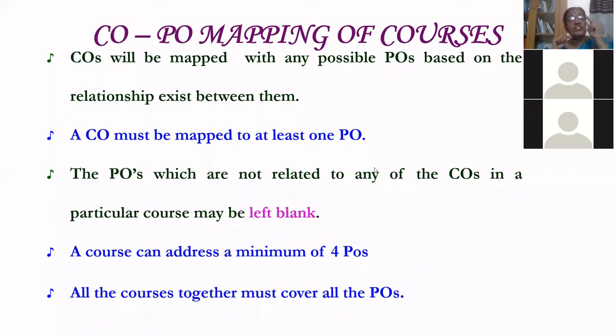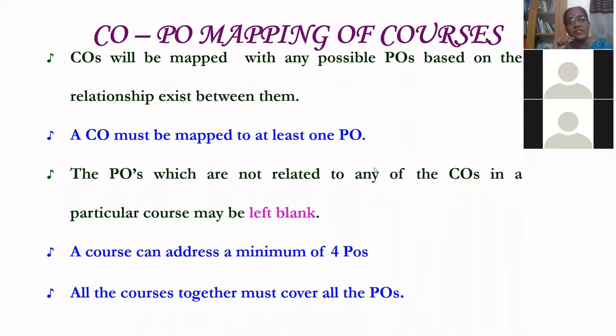So how to do the CO, PO mapping of courses? When you write 5 COs, the COs will be mapped with the possible POs based on the meaning, the relationship that exists between your written CO and a particular PO. Compulsorily, a CO, one course outcome, should be mapped to at least one of the program outcomes. So the CO must be mapped to at least one PO. So you should not write a CO that cannot be mapped with any of the POs.